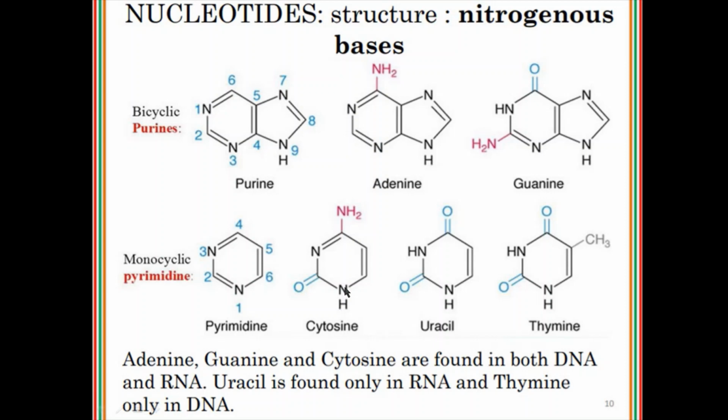Pyrimidines have one ring. They are called monocyclic because they have one ring. Our examples are uracil, cytosine, and thymine. Cytosine is found both in DNA and RNA, whilst uracil is only found in RNA, and thymine is only found in DNA. So your pyrimidines are monocyclic, whilst your purines are bicyclic. That means they contain two rings.